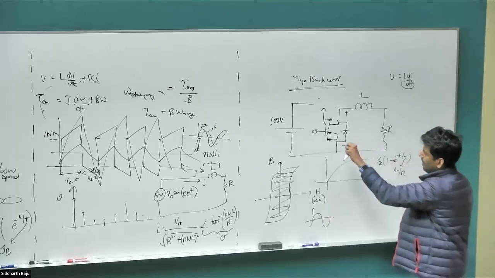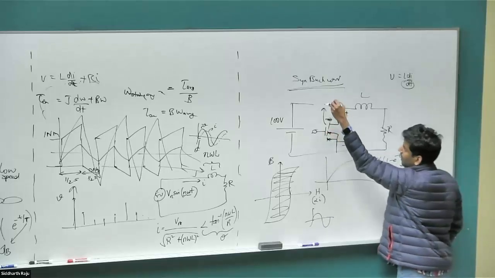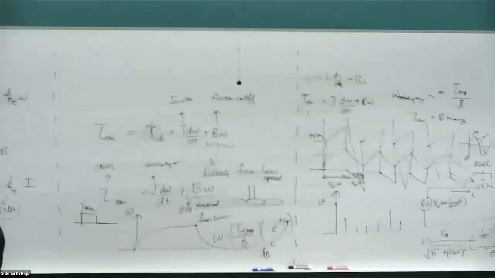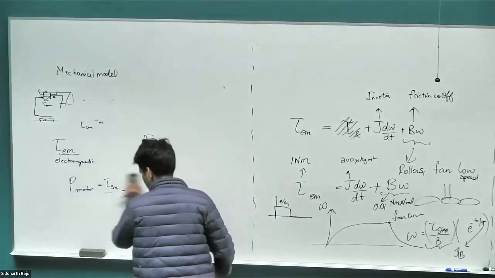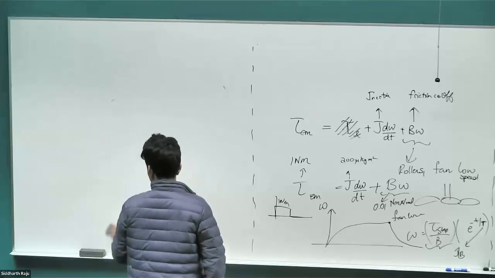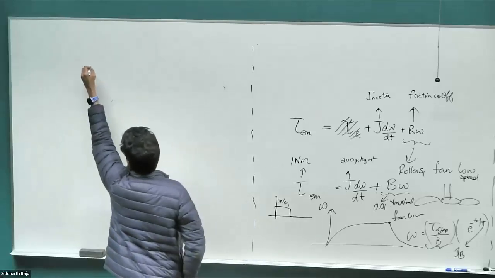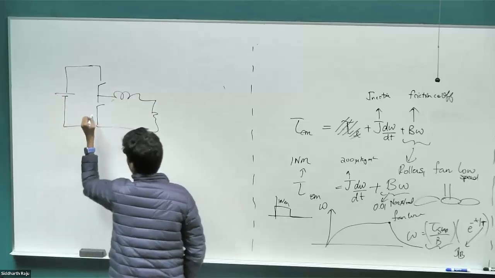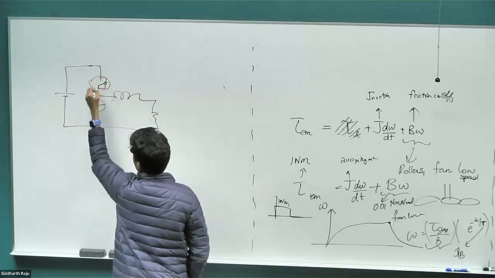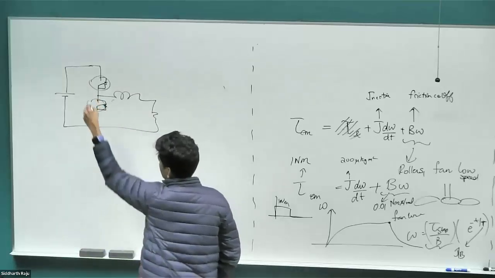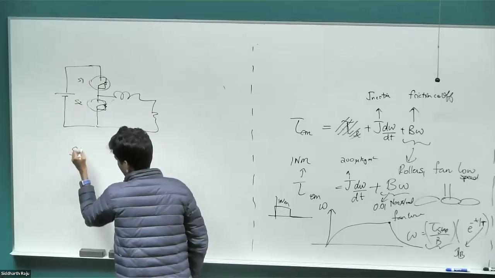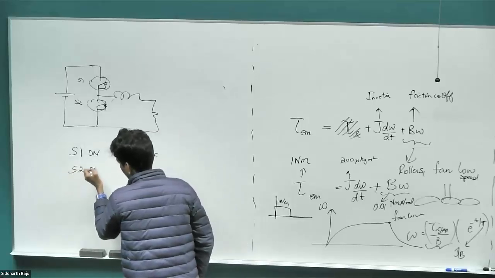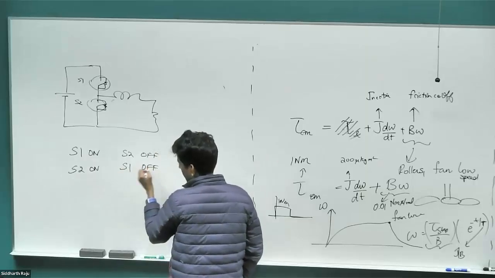Okay, so once we have this synchronous buck converter, our principle is when the top switch is on, the bottom switch is off. So again, I'm going to draw it in this form. Same thing as before, but these are now MOSFETs with the body diode built into them. So our principle is if switch 1 is on, switch 2 is off. And when switch 2 is on, switch 1 is off.